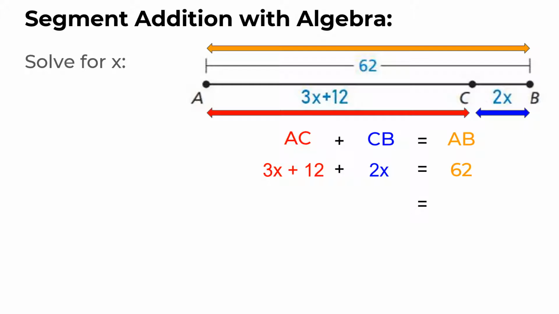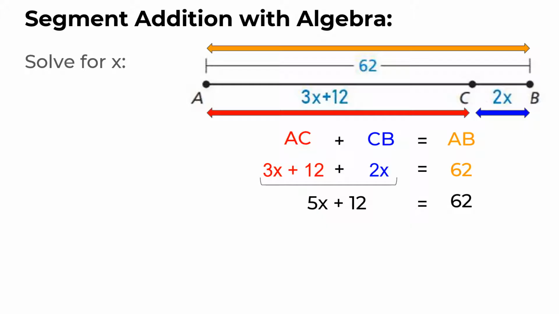We've got all of our variables on one side. And now we can just start combining our like terms and then doing our addition and subtraction and solving for x. So we're going to start with combining the like terms. We have all of our x values on this side of the equation. When we combine those, we can simplify this whole side of the equation to 5x plus 12. And we know that that's going to still equal 62.